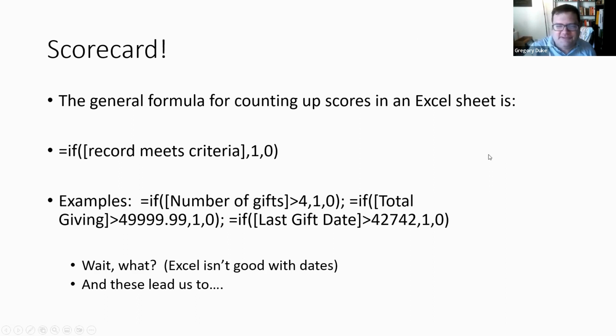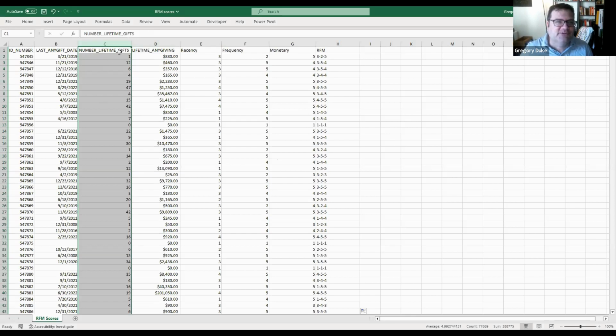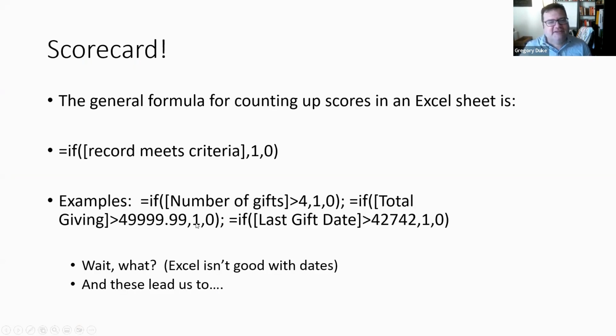And although that sounds pretty simple, you can make this, again, as complex as you want. So let's say we're going to give anybody who's given 5 or more gifts a 1. So I'm just going to say if the column with the number of gifts has more than 4, so in the RFM case, that would be frequency. So if column C is more than 4, i.e. 5 or more, then they get a point. Or we could do if total giving is at least $50,000, they get a point.